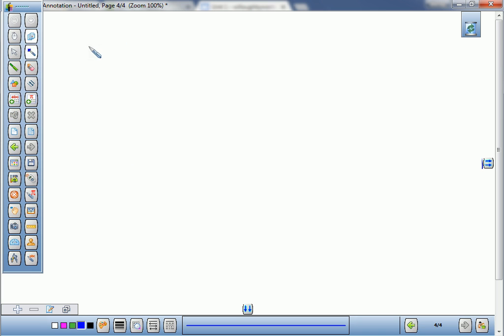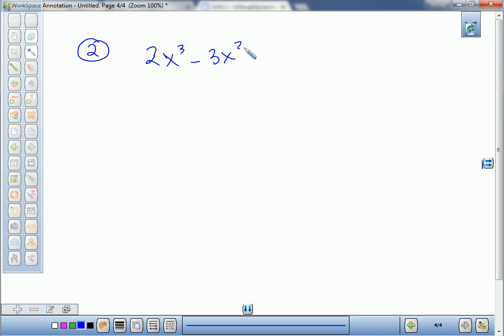Okay, so this is example 2, I guess, really? All right, we're going to have 2x to the third minus 3x squared minus 10x plus 7. So this time we have a longer one, divided by, and I'm going to show division a different way with a big fraction bar, x minus 3.